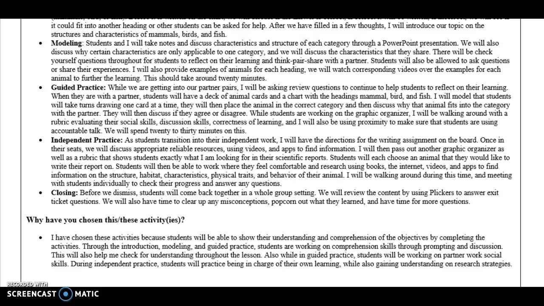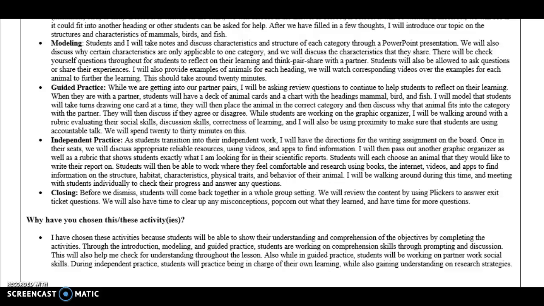They will then place that animal in the correct category and then discuss with their partner why they believe the animal fits into the category. Then they will discuss if they agree or disagree. While students are working on the graphic organizer, I will be walking around with a rubric evaluating their social skills, discussion skills, correctness of learning, and I will also be using proximity to make sure that students are using accountable talk. We will spend 20 to 30 minutes on this.